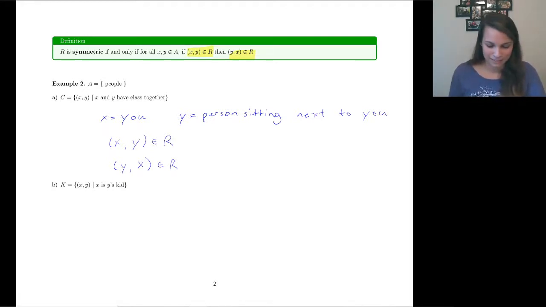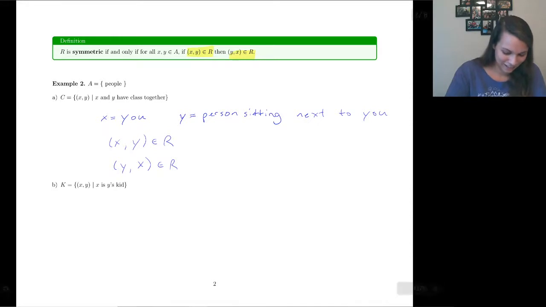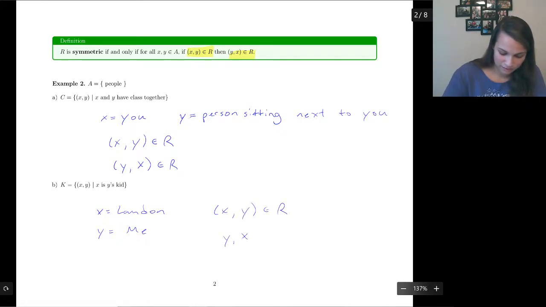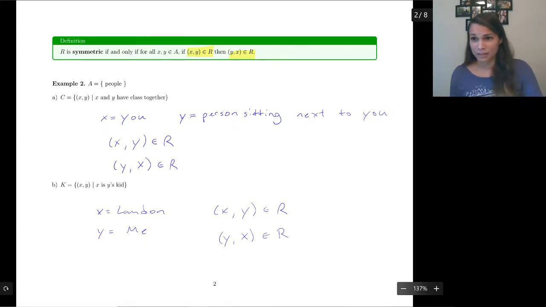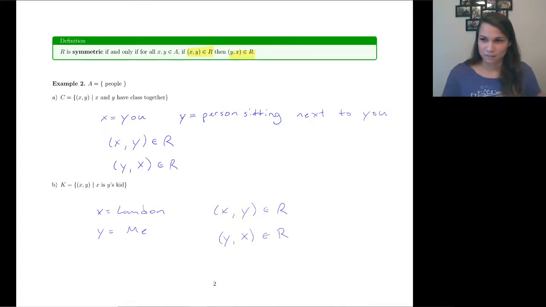However, back to the kid again. We have X is Landon. We have Y is me. Landon is my kid. However, again, despite Landon's protests, I am not his kid, even if he does make me dinner sometimes.